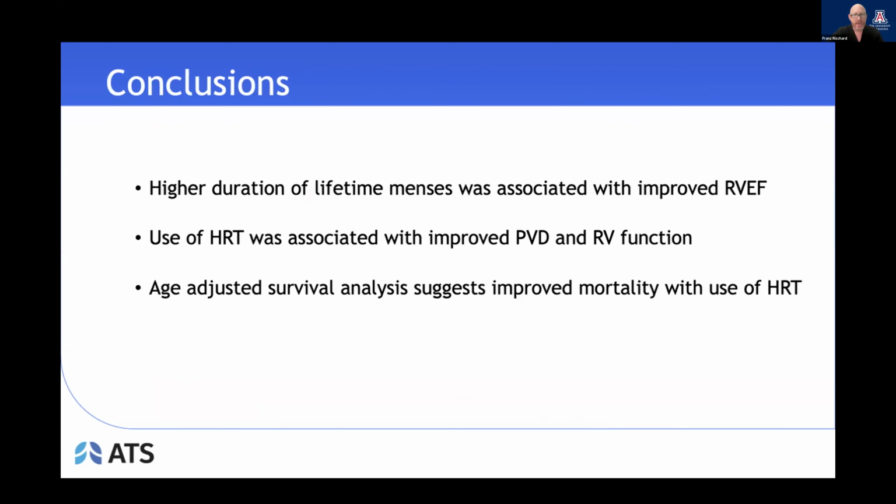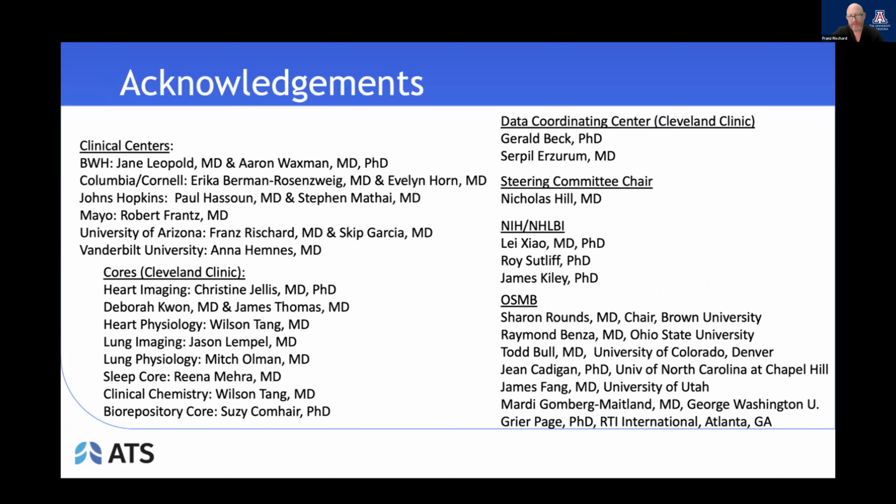So in conclusions, a higher duration of lifetime menses was associated with improved RVEF and perhaps other metrics of RV function. The use of HRT was associated with improved pulmonary vascular disease and RV function. And the age-adjusted survival analysis showed improved mortality with the use of HRT. And of course, I'd like to thank all of my collaborators and of course, Adriana, who did this analysis. As she can't be here, I hope, again, I did justice to her analysis.